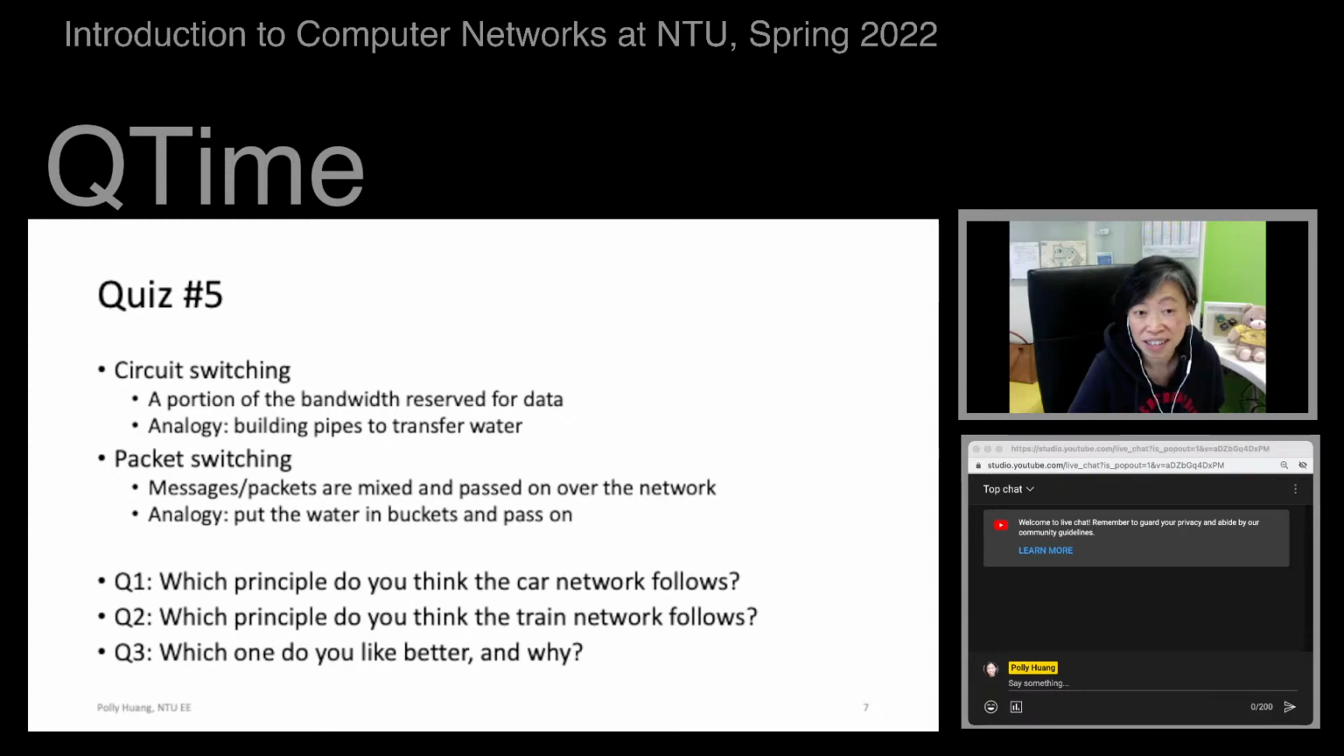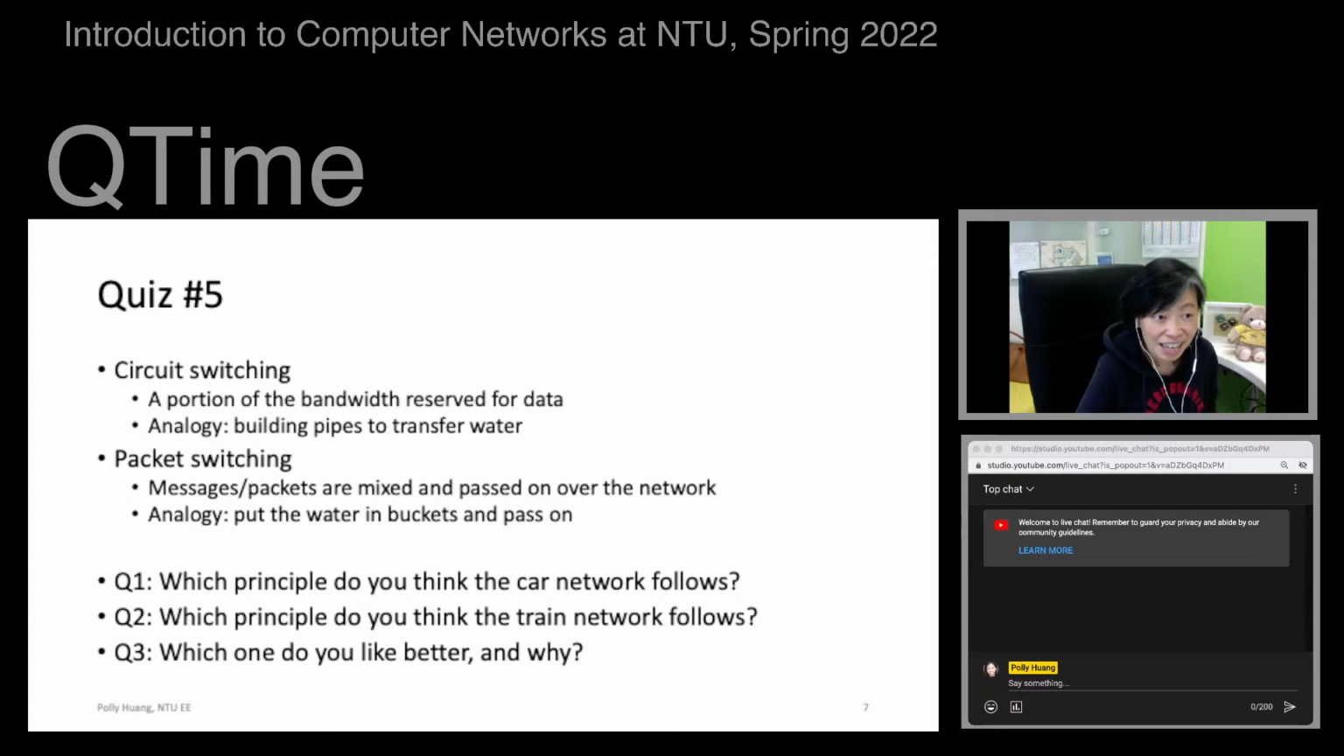Now, packet switching thinking is a little bit different. We break the data into packets. Sometimes we call these packets messages. And then we send the packets out, messages out in a mixed way, and hopefully they pass through the network to the particular faucet that they are designated for. So it's almost like putting the water in buckets and then passing the buckets around. You see that the transmission model is quite different.